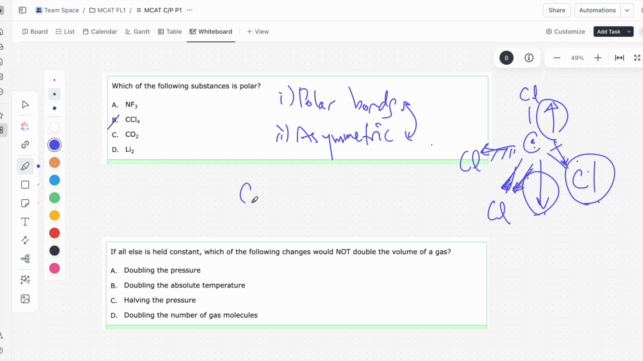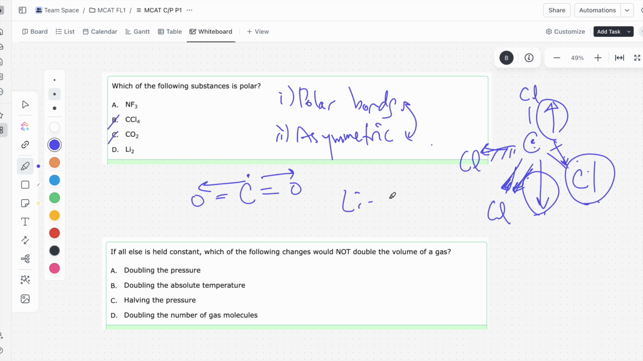Now let's look at CO2. This is the structure of CO2. Again, oxygen is very electronegative, carbon not so much, so the dipole moments point towards the oxygens. However, because this molecule is symmetric, these two vectors will cancel each other out and give a zero vector, and again, this molecule will be nonpolar, even though it has polar bonds.